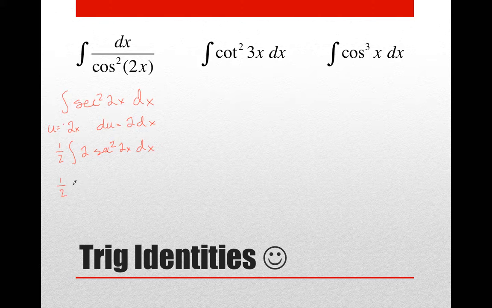I can substitute. I know I'm going through this kind of quickly, but obviously you have the advantage of pausing and that sort of stuff. Oop, that 2 doesn't go there anymore. Secant squared u du, and the antiderivative of secant squared is tangent, and u is equal to 2x. So we get 1/2 tangent of 2x plus c.